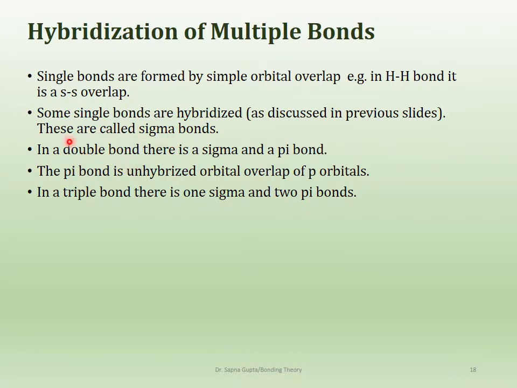So when you have a double bond, then what happens? In case of a double bond, we have a sigma bond and a pi bond. A pi bond comes from a p overlap, and these are unhybridized p orbitals that are overlapping. In case of a triple bond, there is one sigma bond and two pi bonds. So the pi bond is just a p orbital overlap. In a double bond, there is one pi bond. In a triple bond, there are two pi bonds and one sigma bond.